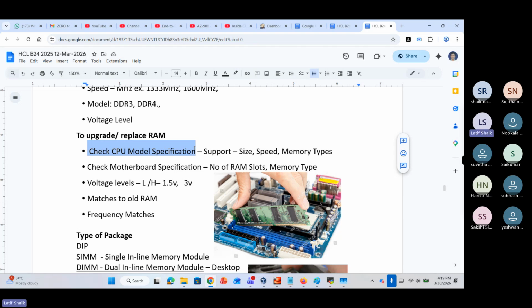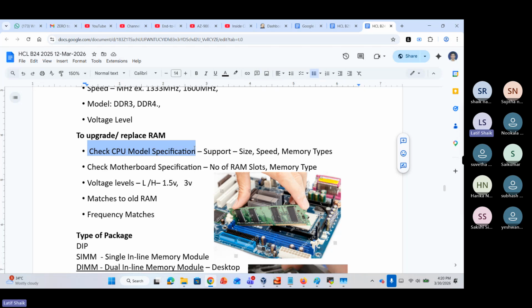This applies while you are adding a new RAM, replacing existing RAM, or upgrading your RAM's total size. For example, in my old laptop, I had a 4 GB RAM only. So later I added an 8 GB RAM, and the total became 12 GB. How did it become 12 GB?